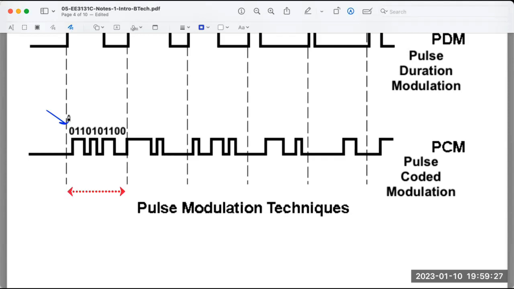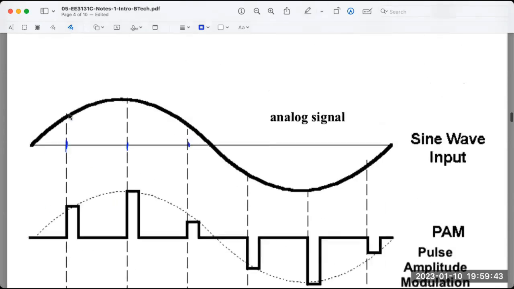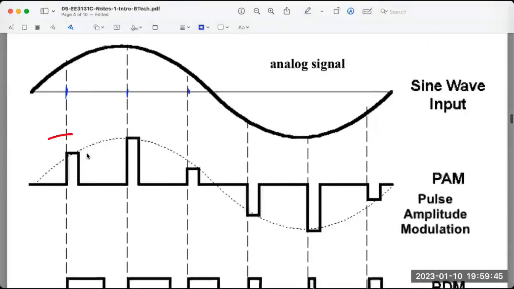So this is my symbol, but this is my sub symbol. In my sub symbol interval, there is a pulse or no pulse. And that's the decision the receiver has to make, right? Now, I want you to contrast that with the decision that the receiver has to make here. How am I going to recover that?